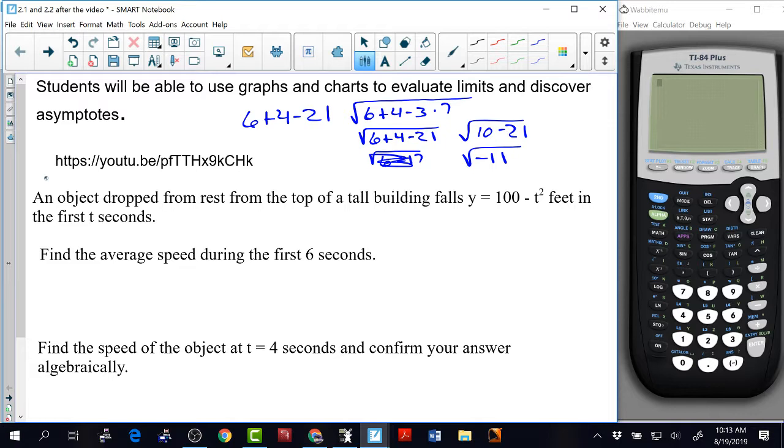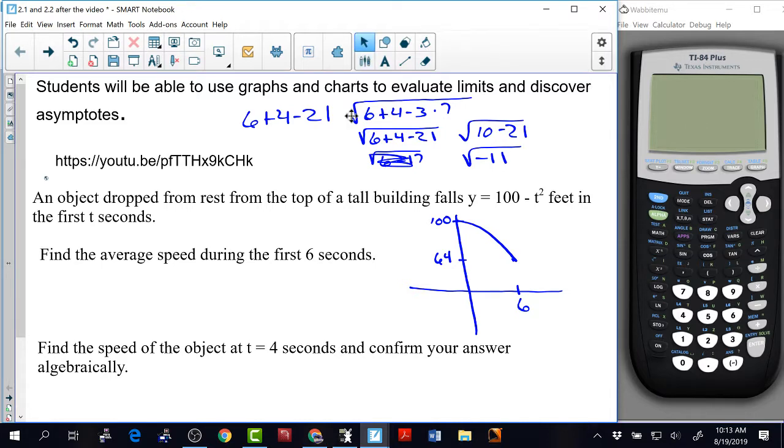An object dropped from rest from the top of a tall building falls y equals 100 minus t squared feet in the first t seconds. Find the average speed during the first 6 seconds. Let's take a look at the first 6 seconds graphically. When we plug 0 in, we get 100. So that's the height we're at, 100. Then after 6 seconds, 100 minus 36, so at 6 seconds, 64. And this is a parabola, and I know what a parabola looks like. Looks like that.